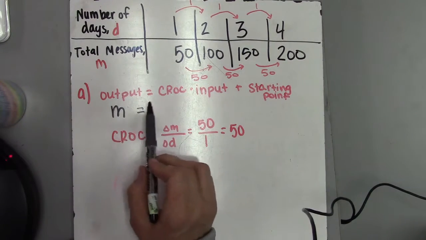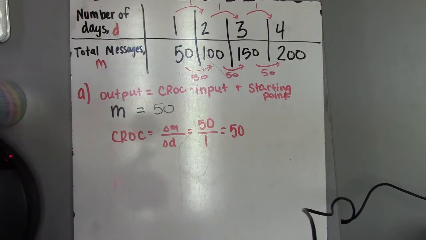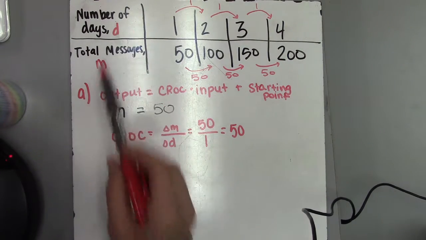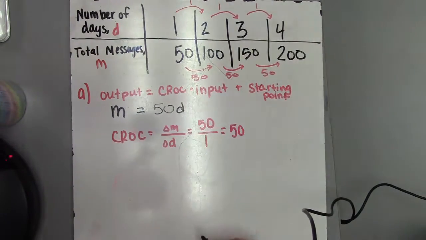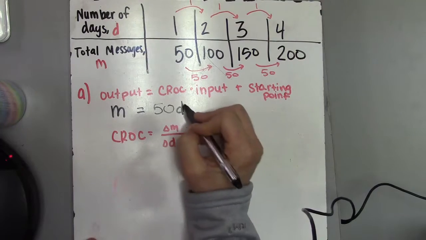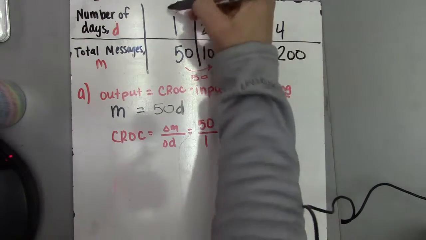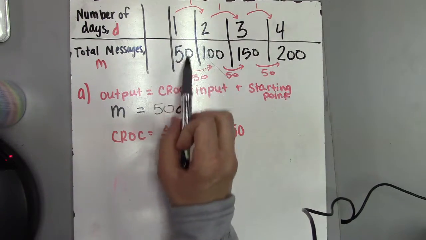So our constant rate of change would be 50 times our input. Now our input is going to be represented by D, the number of days, plus any starting point, and that would be how many messages did Brad send on day 0? So what we could do is use our table to help us figure that out. So we're at day 1, there are 50 messages.